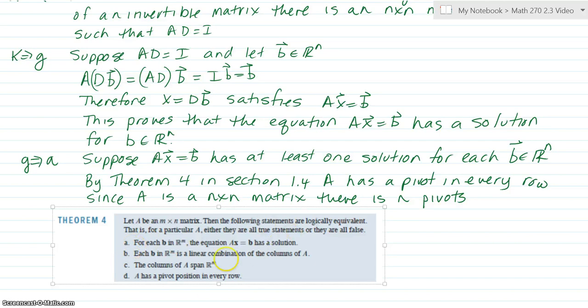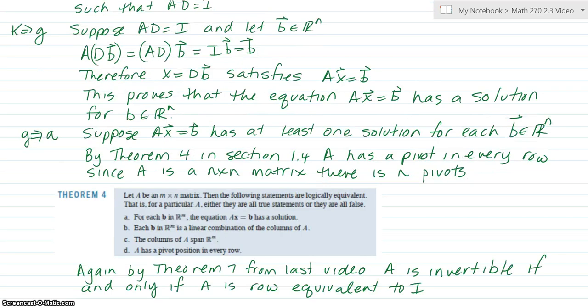And what does it say? Part A, that each of these statements are equivalent. I know we have an n by n matrix, but in our case it's n by n. For each B in Rn, in our case, the equation has a solution. We have that. And A has a pivot position in every row. Just part D. So that tells us that A is invertible. Since there's n pivots, we know that A is row equivalent to I. And again, by theorem 7 from the last video, A is invertible if and only if A is row equivalent to I. We made that same argument.